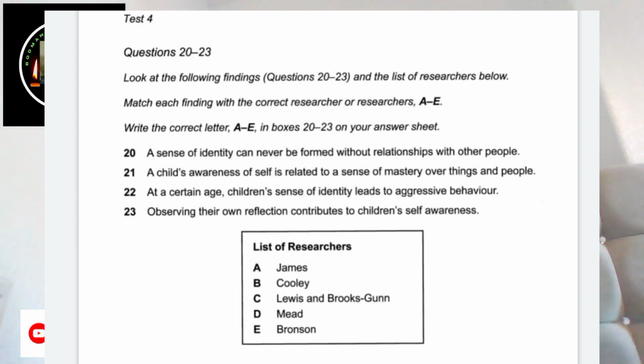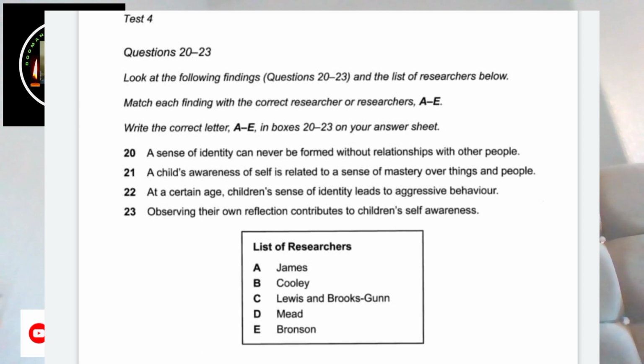A sense of identity can never be formed without relationship with other people. Did they say anything that said a sense of identity can never be formed without relationship? I don't think they said anything about that. The only thing they said about relationship with other people is these features gradually emerge as infants explore their world and interact with caregivers. Caregivers can be other people, but the passage did not tell us a sense of identity can never be formed without relationship with other people. I ruled that out.